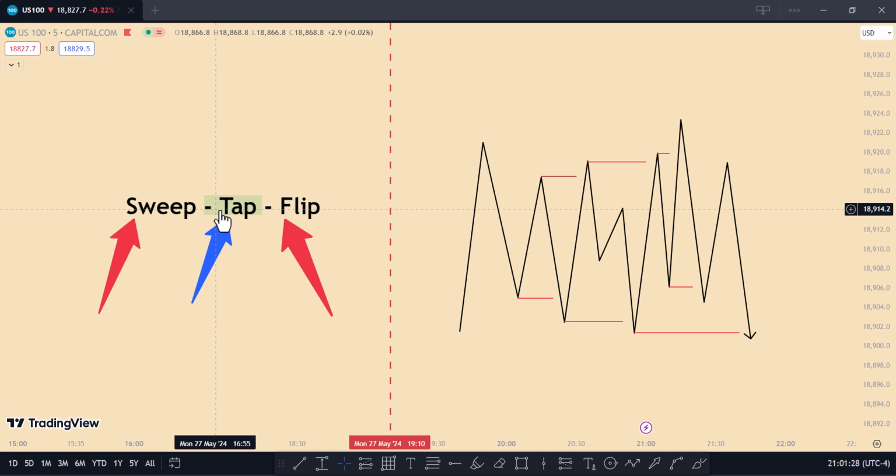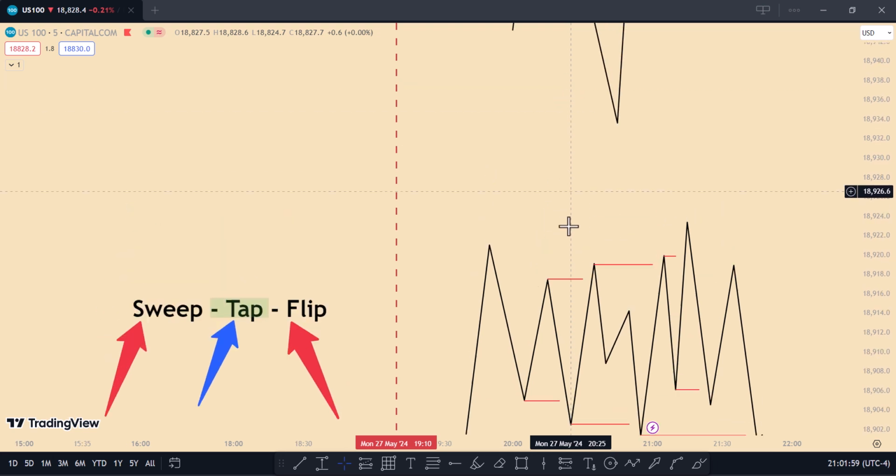Unmitigated zone above this high or below this low, or partially unmitigated, meaning price either didn't tap that zone in the past, so price left it and topped, or price did a shallow tap into the zone and then reversed. Zones. Let's talk about zones.